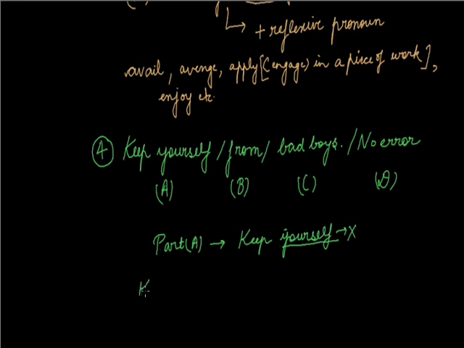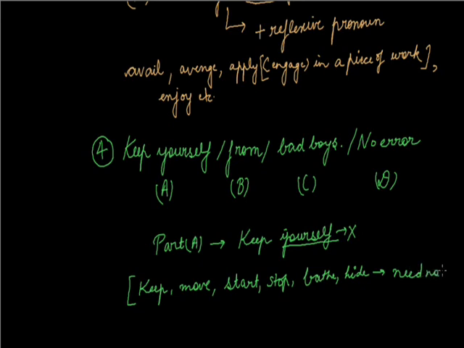Some verbs like keep, move, start, stop, bathe, hide, they do not need any object after them. If there is already the presence of an object, it's okay. But if the object is not present, we need not have any reflexive pronoun after them. They are just used in the way they are. That's why reflexive pronoun will not be used here. They need not have any reflexive pronoun as an object.